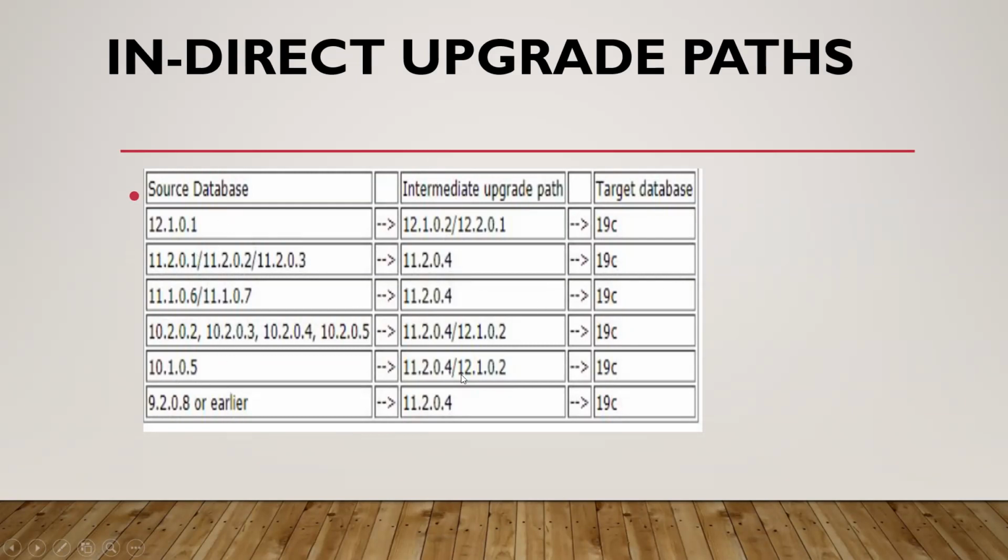Okay, these are all direct upgrade paths. If you are in any one of these versions, you can directly upgrade to 19. If you are in the kind of database versions which you are currently using, you have to go for intermediate upgrade paths, then move to the target database 19c.